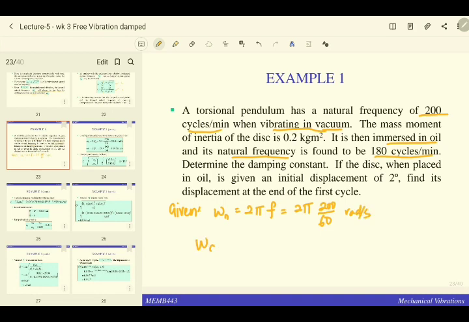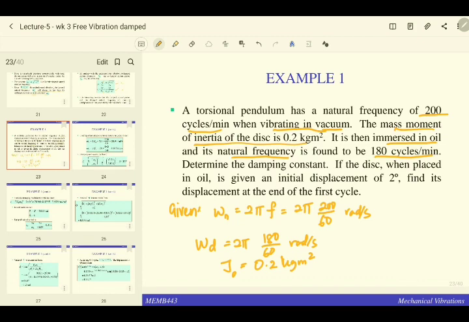And then another one is your omega d. So 180 cycles per minute is your omega d, which you can find with 2 pi times 180 over 60. This one is also in radian per second. You're going to see the values after this. I just make a note there. You also have the mass moment of inertia of the disk, which is your J. Your J is equal to 0.2. If you are not sure, take a look at the units that they use for the mass moment of inertia of the disk.